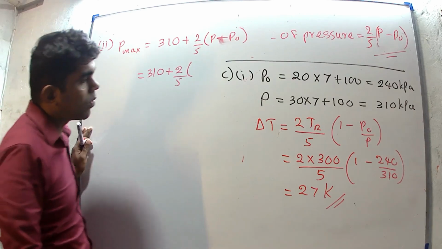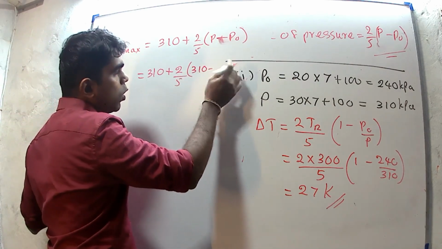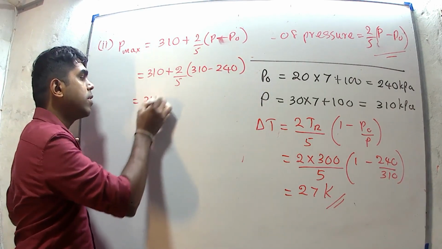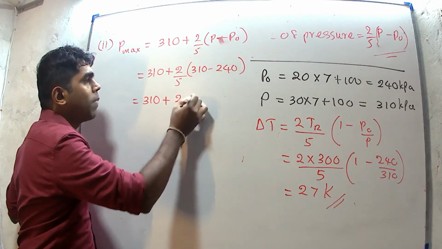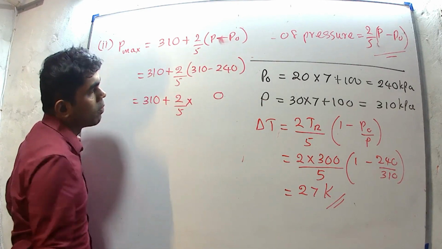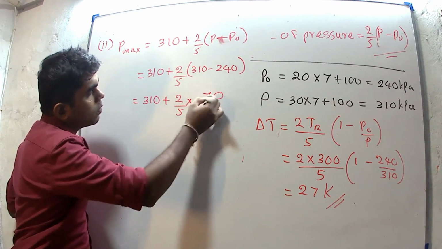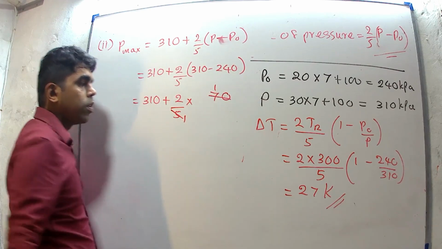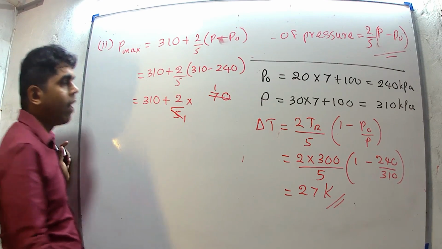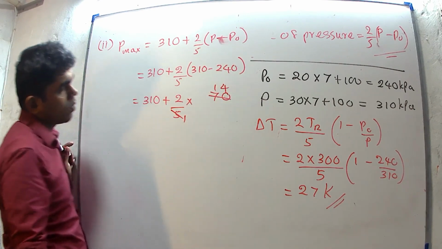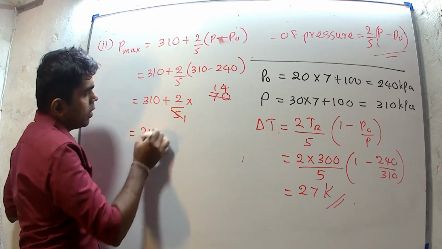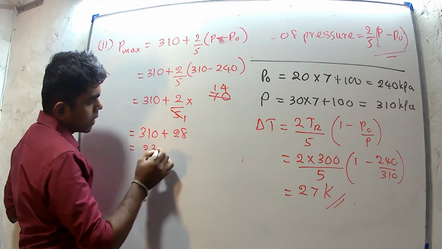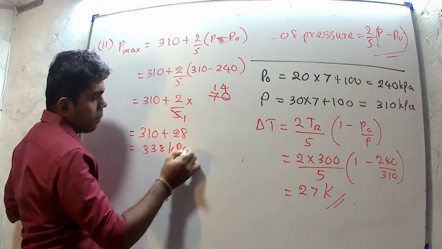310 minus 240. 310 plus 2/5 multiplied by 70, 310 minus 240. We have to divide by 5. 5 divided by 5, 1. 7 divided by 5, 1, 2 remaining. 20 divided by 5, 4. 310 plus 28, 338 kilopascals.